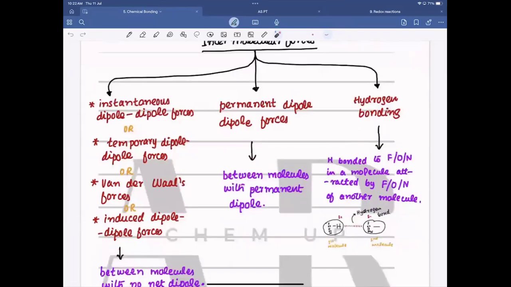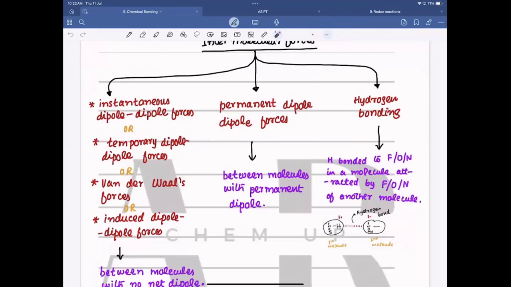And the molecules which have a permanent dipole, which are polar molecules, have a permanent dipole-dipole force between them. Is this clear? Okay. Now, when we talk about hydrogen bond, it is very specific.